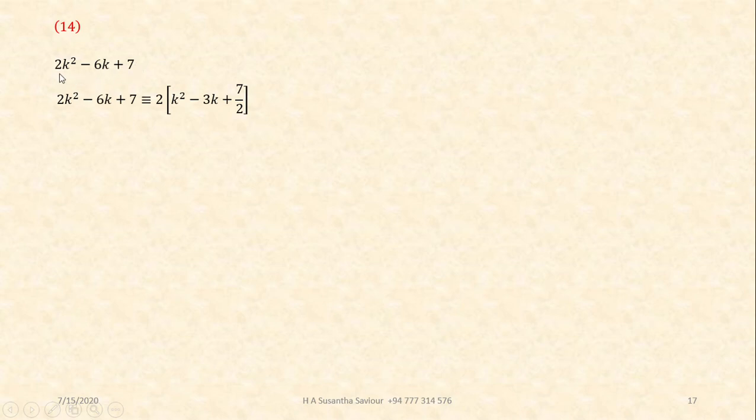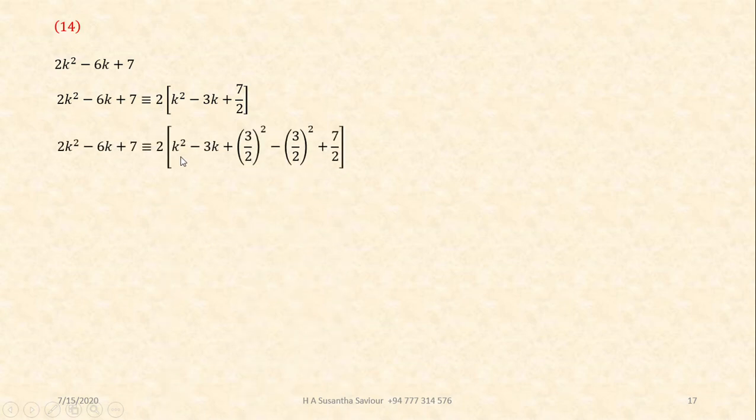When you divide this one by 2, it will become 1. This will become minus 3. This will become 7 over 2. So you have seen, can you see it now? I have taken this 2 out to make the coefficient of k squared 1. So now it is the same process while this 2 is lying outside. So 2 is there, half of this is 3 over 2, right?